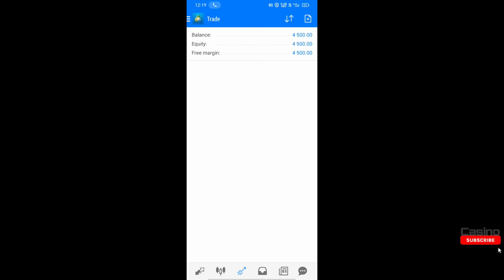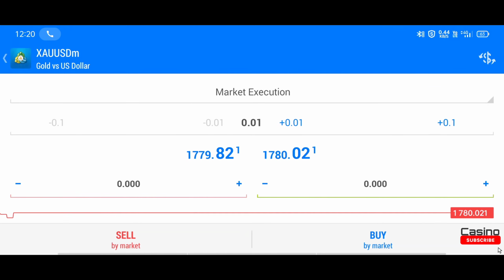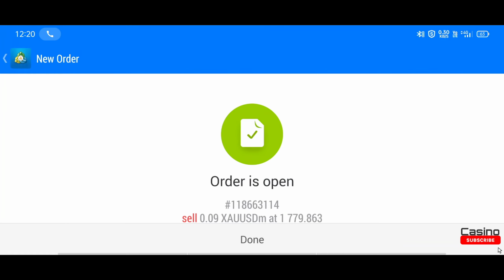I have deposited $4,500 in this account. We will try to grow the account as much as we can. I will increase the lot size. I have already calculated the risk. I am taking 0.09 lot here with proper risk management. Let's meet after placing the trade.